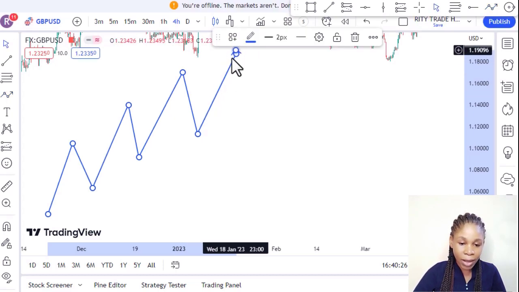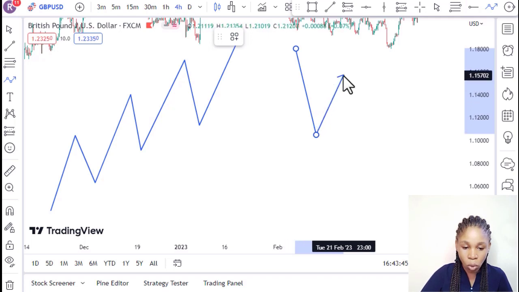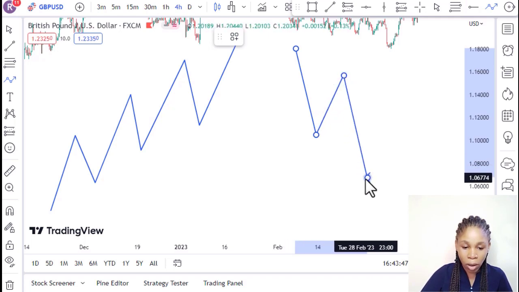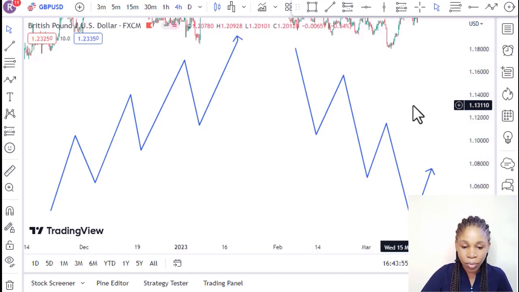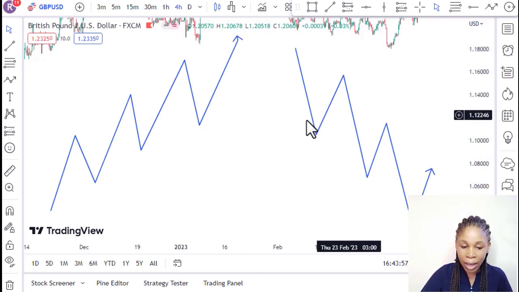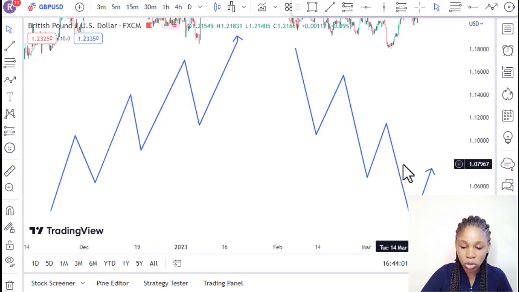And then how do we identify a downtrend? A downtrend is indicated when price is making lower lows and lower highs. Lower lows and lower highs. So this is what a downtrend looks like, and this is an uptrend. Now let's proceed to see how we can use the trend line to confirm the direction of a trend.